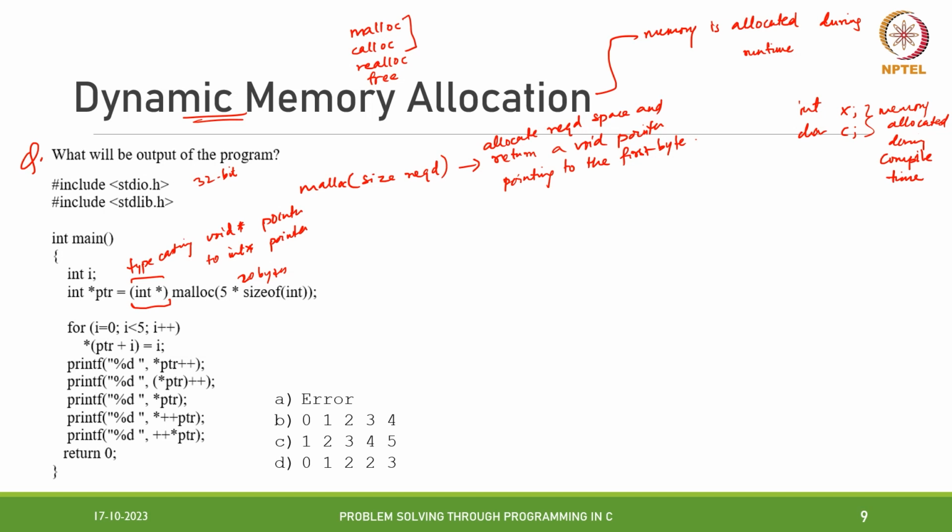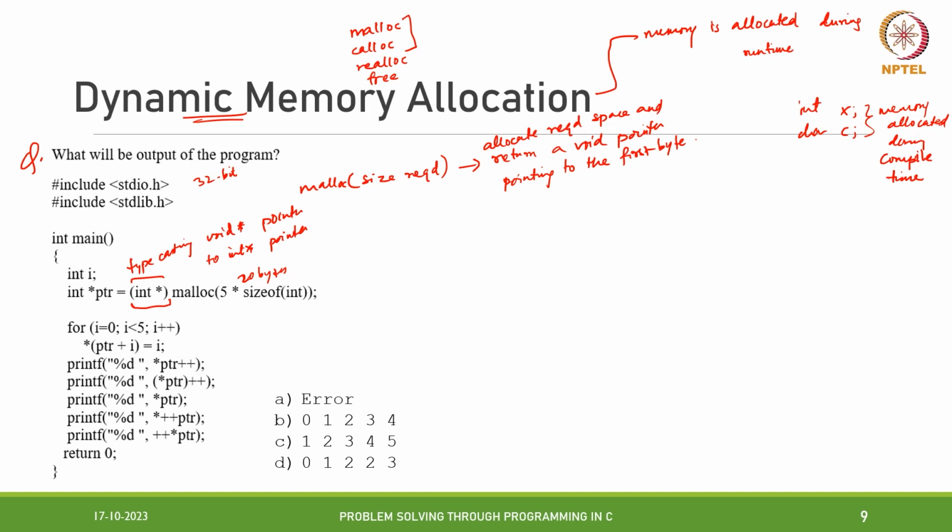So malloc 5 into size of int, or whatever space I write here, will only allocate that required space and return to me a void pointer which is pointing to the first byte of that space. But I know that I want to use it for storing integer values. So for that I need to typecast that void pointer to an integer type pointer.